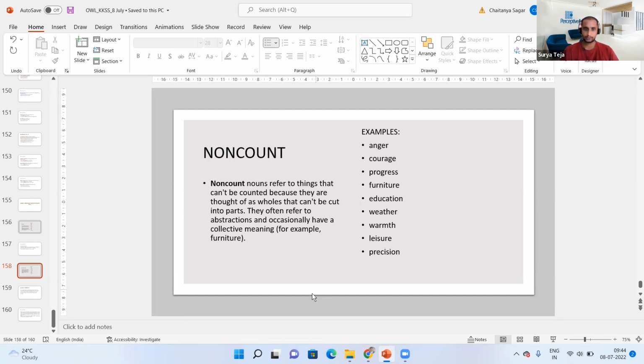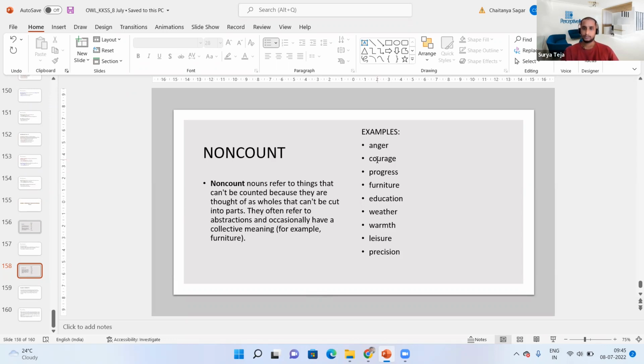There are some examples here for non-count nouns. We see anger. You would not say how many angers are there. You would say how angry was he, or something like that. He was very angry. He was so angry. He was extremely angry. You would express it in such a way. Those kinds of adjectives are used.